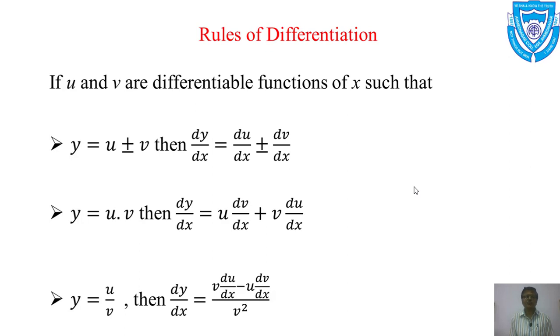Next one is quotient rule. If y is equal to u upon v, it is the ratio, the quotient, then dy by dx is equal to v du by dx minus u dv by dx upon v square. We have studied these rules in 11th standard and we have practiced them.